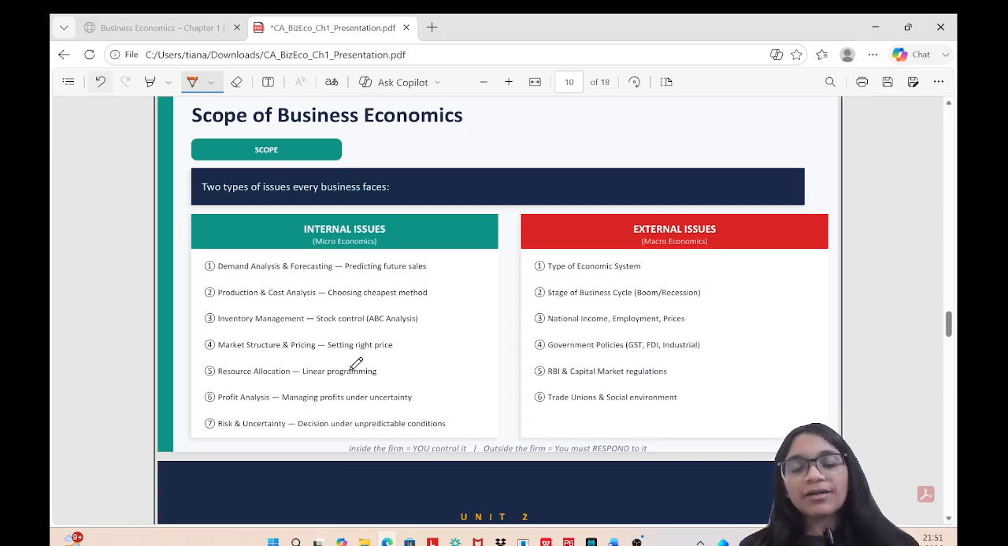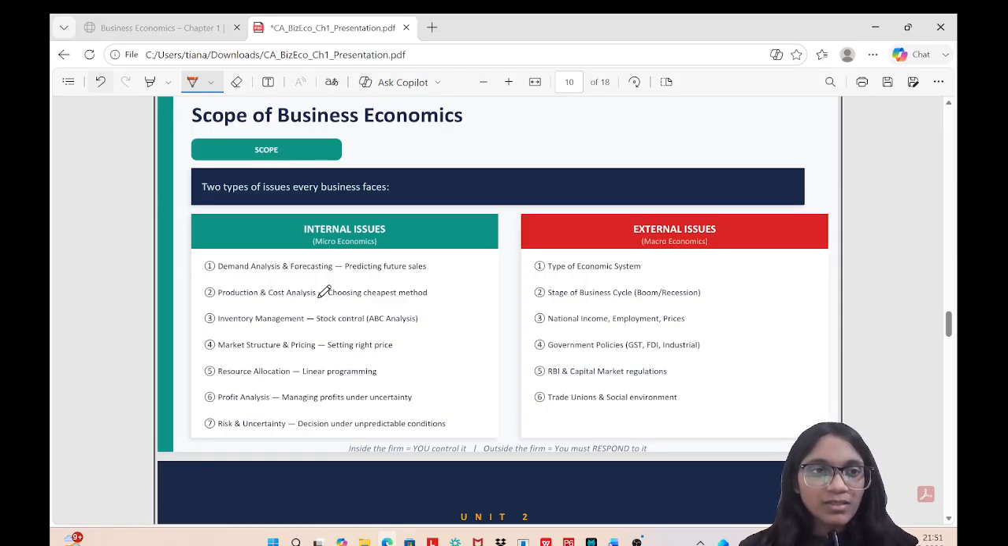RBI and capital market regulations, trade union and social environment. Inside the firm, you control it. Outside the firm, what do you do? You respond to it. This is all about Unit 1.